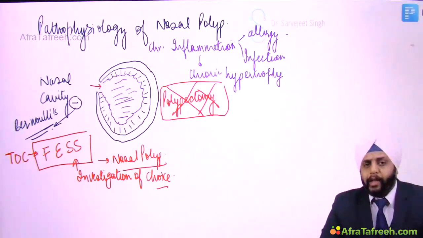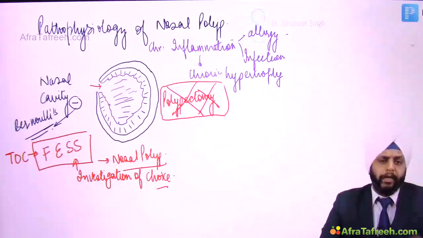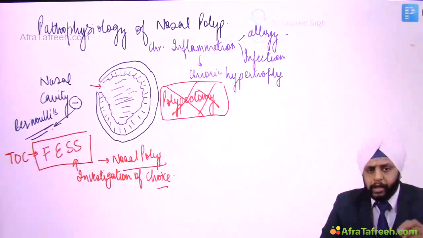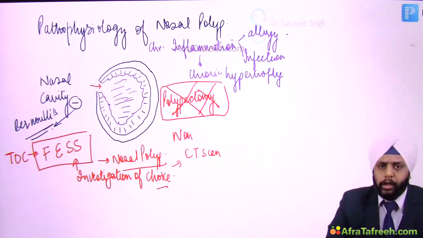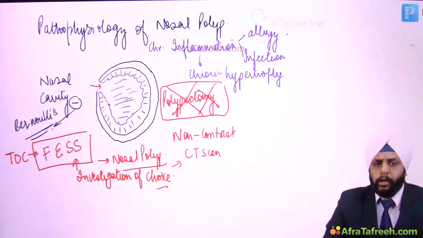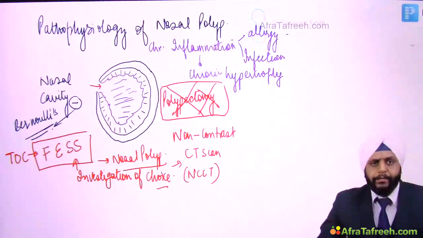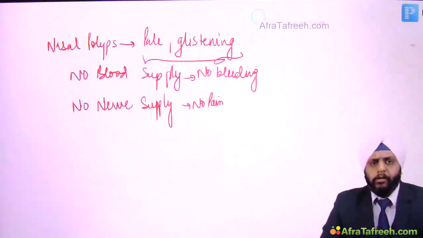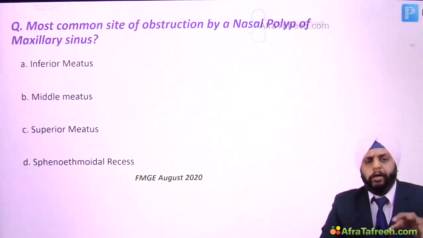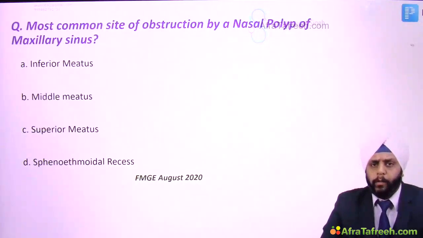So remember, we discussed in the anatomy, generally the cause of obstruction is some bony air cell, an anatomical variation. And for seeing those bony air cells, we have to do a CT scan. Which CT scan? Non-contrast, of course. So the investigation of choice is a non-contrast CT scan. Right? Now, before I go forward, let us discuss a question over here. This question: the most common site of obstruction by a nasal polyp of the maxillary sinus.